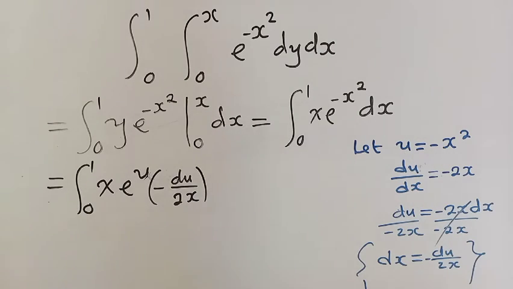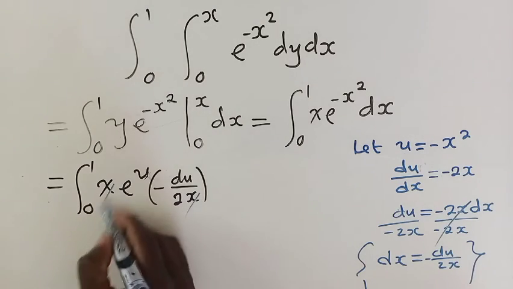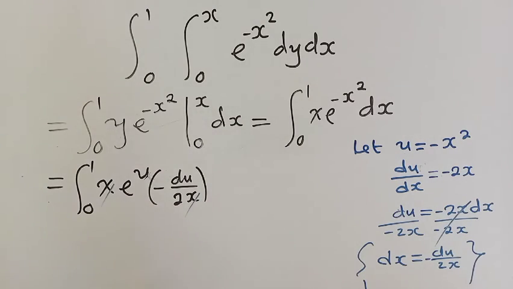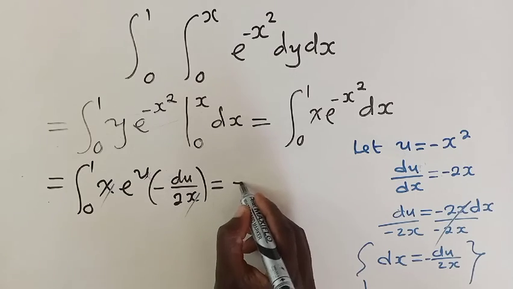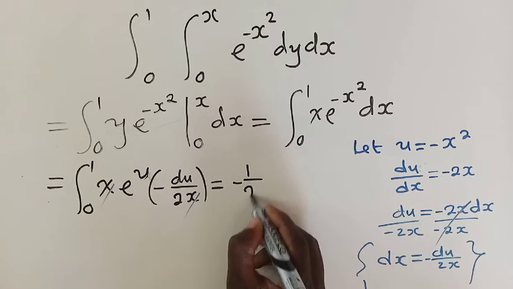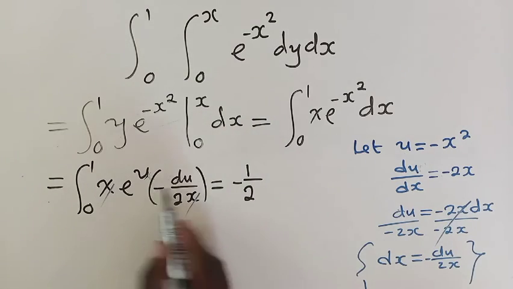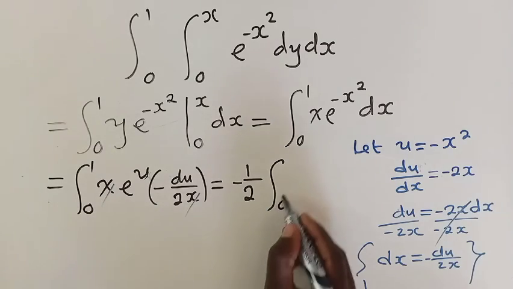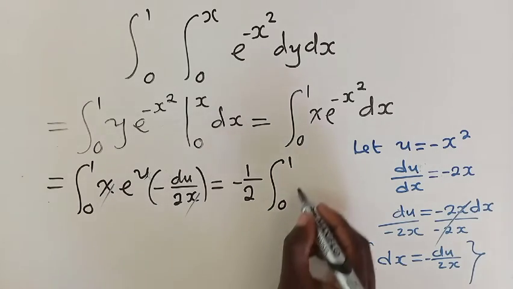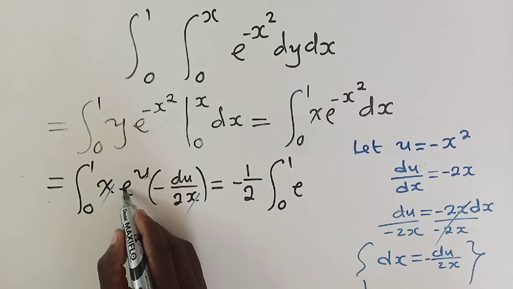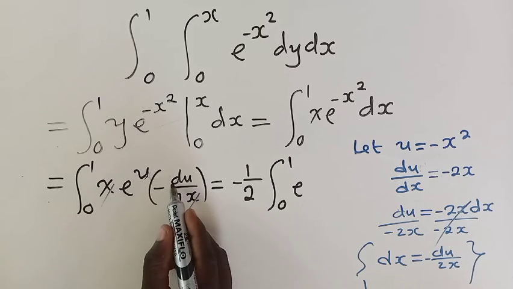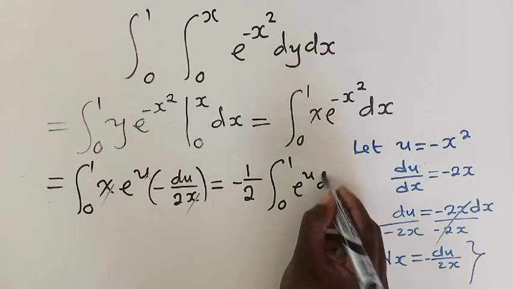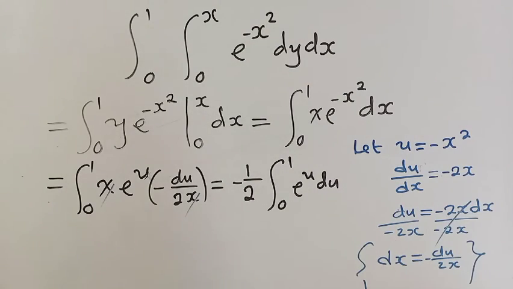So we have that, such that this x and this one will cancel, okay? So we have negative 1 over 2. This negative, bring it outside. Since it's a constant, and the 2, you bring it outside the integral. This is the rule. It's what you're supposed to do. And we just remain with the e power u du. So this is what we have, okay?